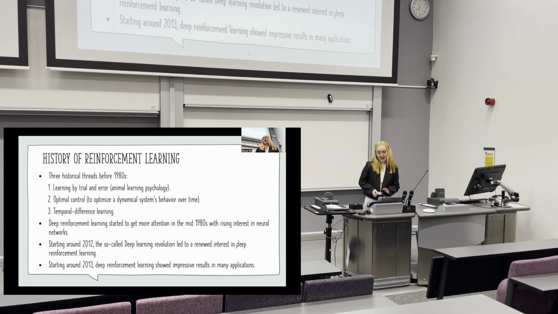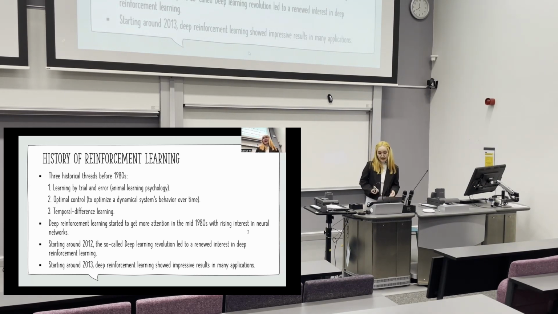Before we start on the basics, I would like to show you around the history of reinforcement learning. Before the contemporary reinforcement learning comes into being in around the 1980s, there were 3 historical threads. The first one is learning by trial and error, which originates from animal learning psychology, where animals learn through receiving stimulus or reinforcers from their environment to guide them on how to behave better next time. The second thread is optimal control, where people work to optimize a dynamic system's behavior over time. The third one is temporal difference learning, which utilizes the intermediate estimations during learning.